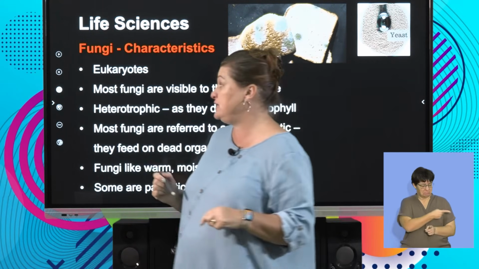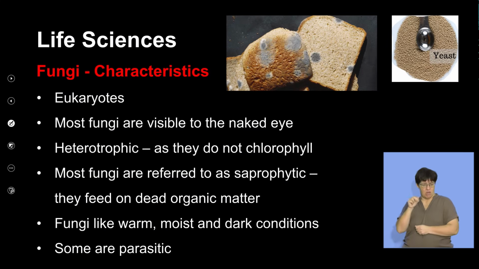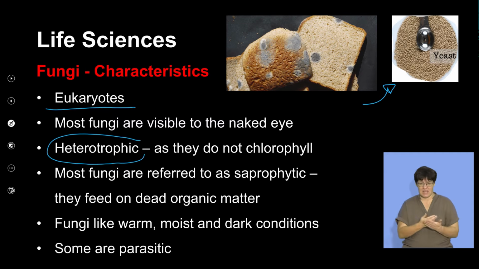There is a unicellular one, and that is yeast. And yeast, if we looked at the importance, played a very, very important role. Guys, they're also eukaryotes, right? As I said, we can see them. They cannot make their own food. Fungi have got various ways that they need to get food.